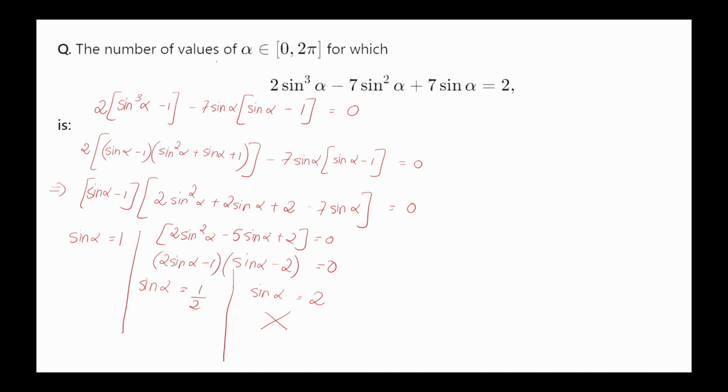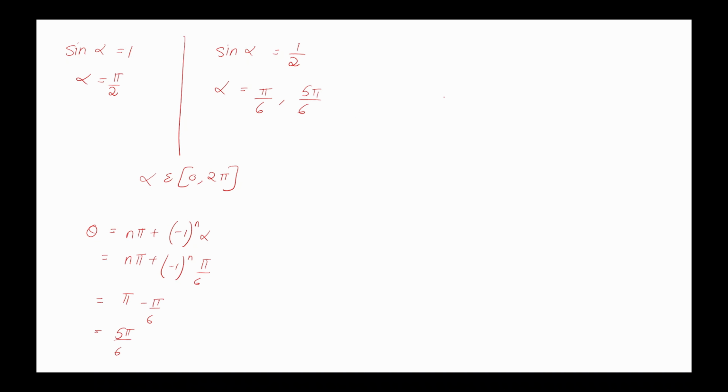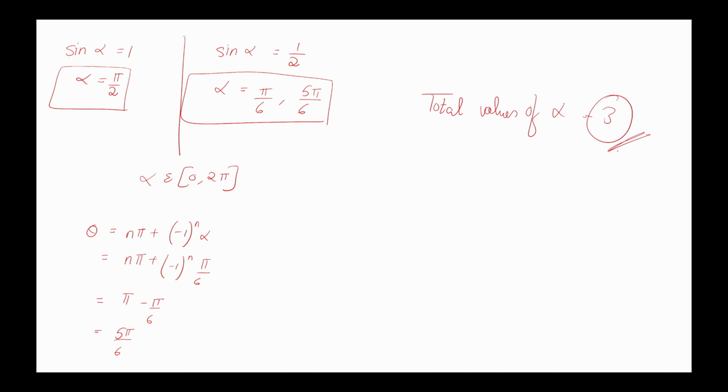So they had asked us to find out the number of values of alpha. So total values of alpha would be 3. These two and this one. So total values of alpha is equal to 3. So this is our answer.